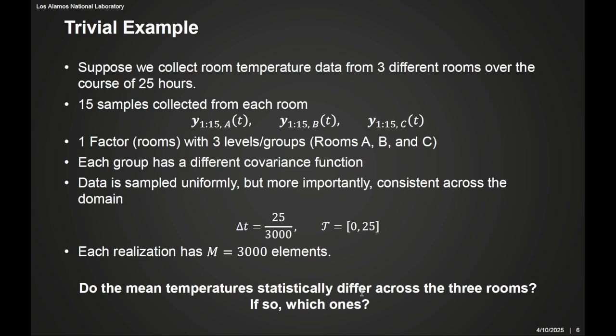Just for this example, each group has a different covariance function, and the data is sampled uniformly, but more importantly, consistently across the domain. Here we have time going from 0 to 25 hours, and each realization has 3,000 elements. So the question we really want to ask is, does the mean temperature statistically differ across the rooms? And if so, which ones? And how do we actually do this?